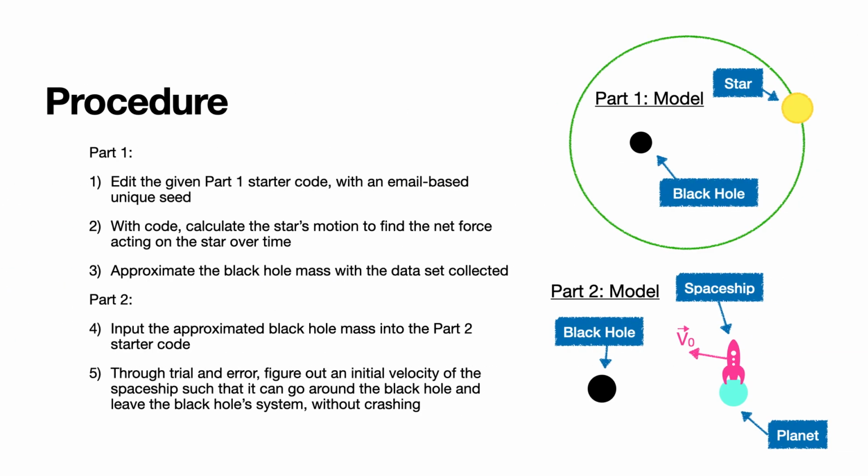To complete this lab, I'll be following 5 steps. First, I'll edit the given part 1 starter code with an email-based unique seed. Second, with code, I'll calculate the star's motion to find the net force acting on the star over time. Third, I'll approximate the black hole's mass with the dataset collected from step 2. Fourth, I'll input the approximated black hole's mass into the part 2 starter code. Fifth, through trial and error, I'll figure out the initial velocity of the spaceship such that it can go around the black hole and leave the black hole system without crashing.